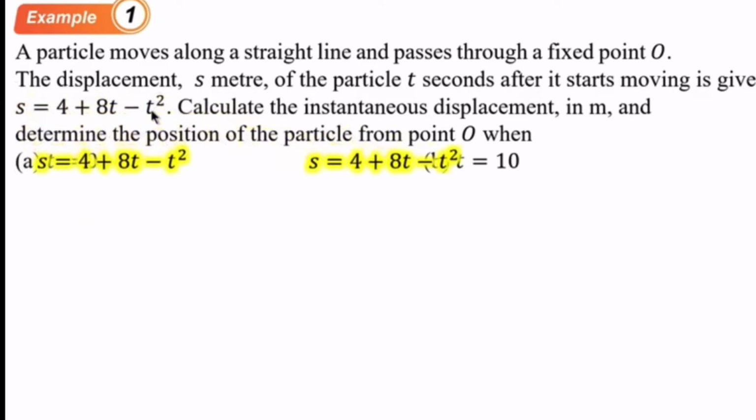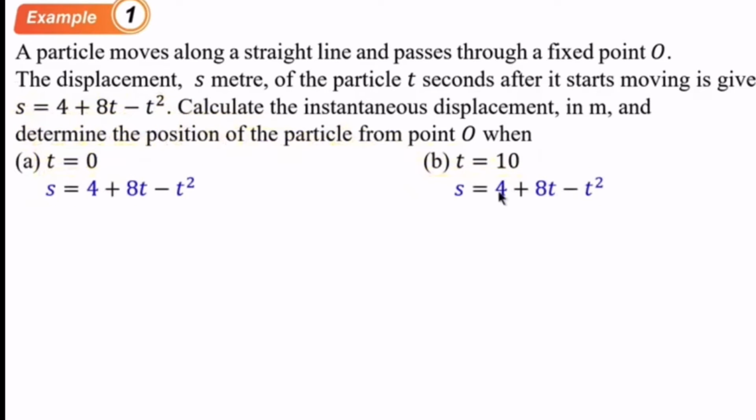So normally they will give you s equal to how many t's. That is the so-called function s in terms of t. So calculate the instantaneous displacement. We will substitute the t value into the s, and then we will find the displacement, and that displacement is called the instantaneous displacement.